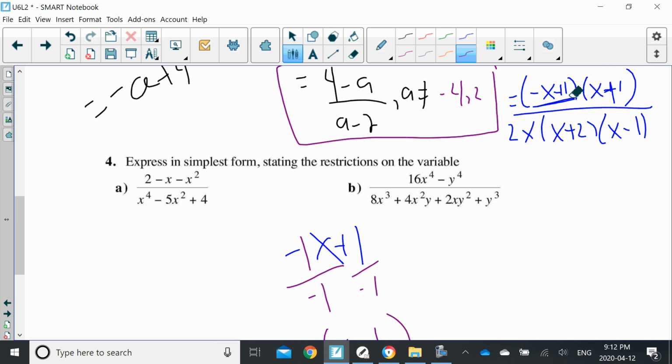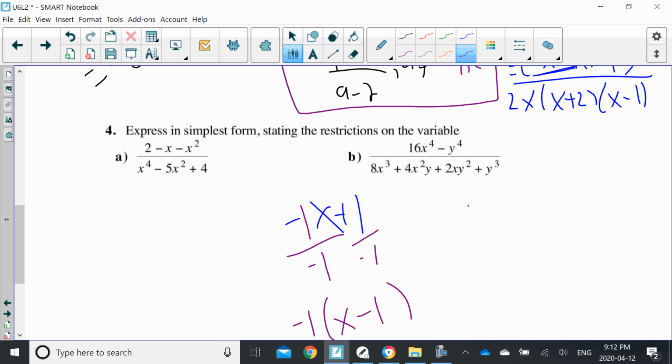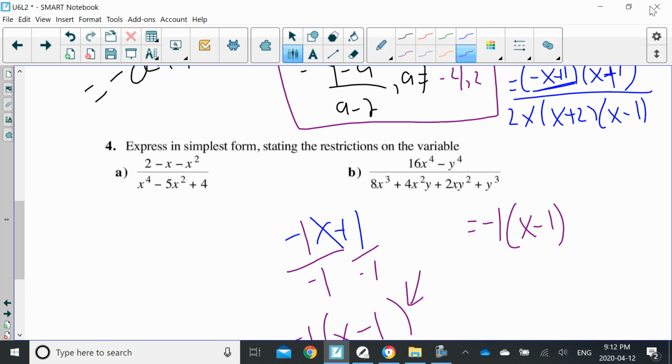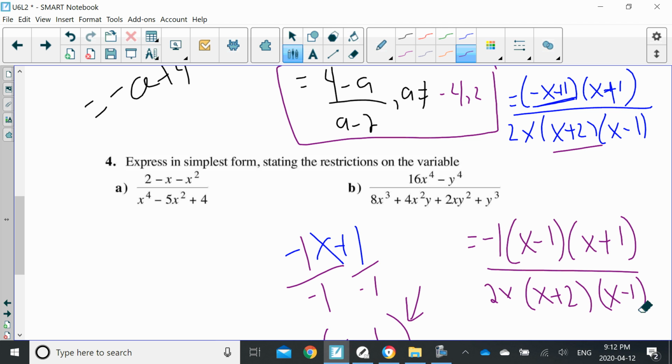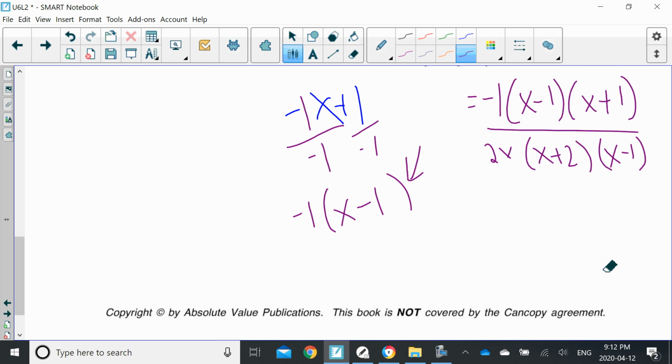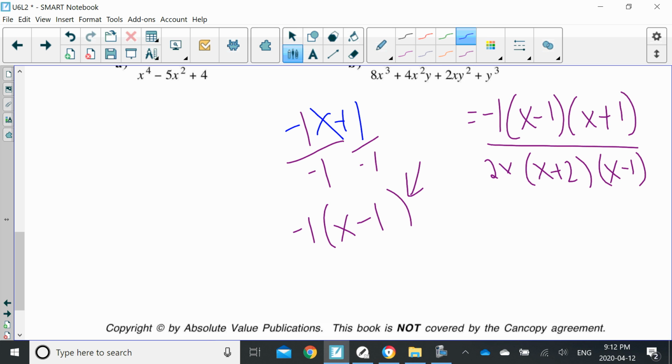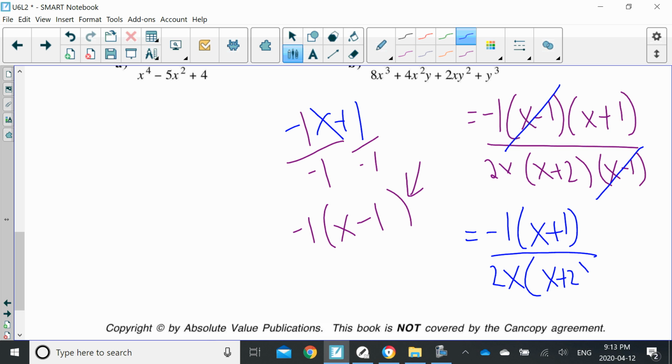So let's rewrite this -x plus 1. That is the same thing as -1, x minus 1, what I just did, right? And then I have this factor x plus 1, so I need to include that. In my denominator, I have 2x, x plus 2, and x minus 1. Okay, I did all that work, and they're only letting me cancel one thing. But that's okay. They are going to let me cancel this and this. We'll cancel. So now my solution is -1, x plus 1, over 2x, x plus 2.